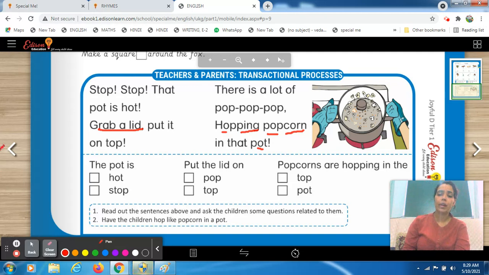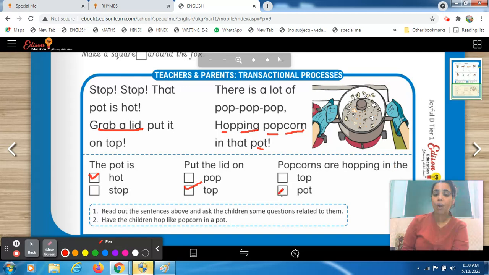Very good. Okay. Now tell me, the pot is stop or the pot is hot. Pot kaisa tha? Hot tha ya stop tha? Stop to nahi tha. Hai na? The pot is hot. So where you have to put a tick? You have to put a tick over here. Put the lid on. Where we have to put the lid? On pop? No, pop is the sound of popcorns. Hai na? Where we have to put the lid? We have to put the lid on the upper top, right?